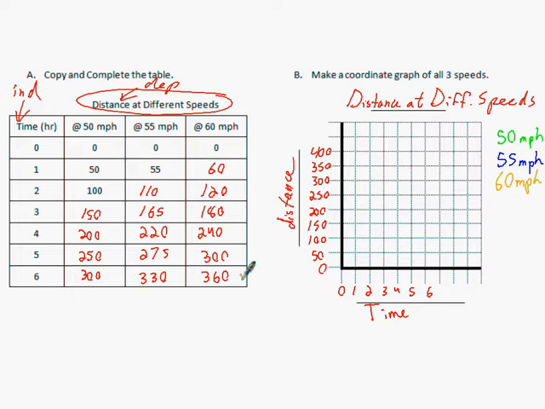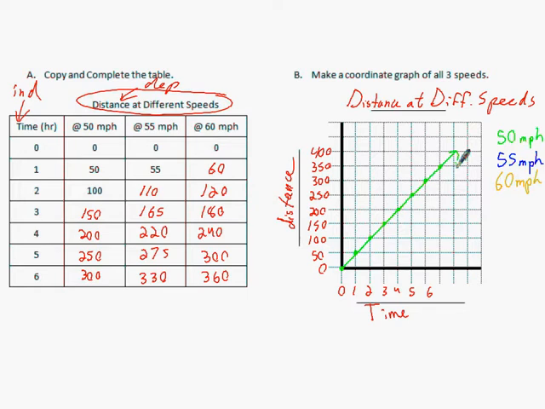Now I can change my colors up and graph the individual speeds. So at 50 miles per hour, we start at 0, 0. And we're counting up by 50s, which is going to be on each corner. Makes that easy for us. And looks like I did an extra one, but that's okay because that's where we know the pattern's going to go. That's a little thick. Let me thin that up so we can still see our points.